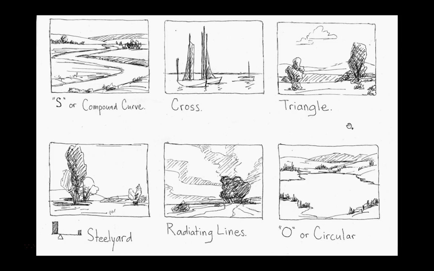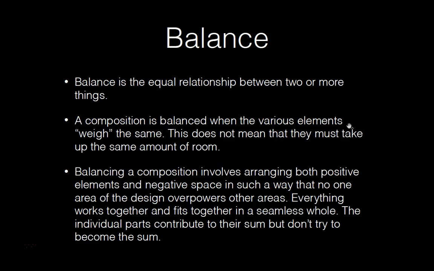Different types of compositions usually lead us into balance. Balance is the equal relationship between two or more things. In composition, balance is when various elements weigh the same. So we want something to be in balance. It doesn't mean they must take up the same room. Balancing composition involves both positive and negative space, sizing, contrast, and how everything fits together.